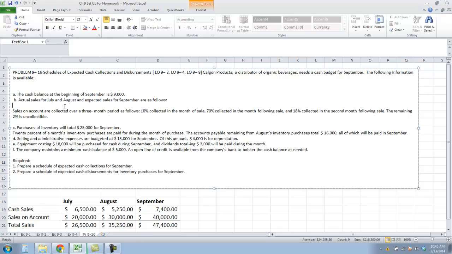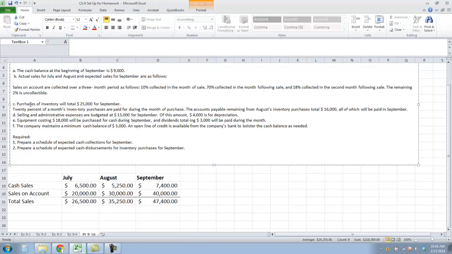Sales on account are collected over a 3-month period as follows: 10% in the month, 70% in the following month, and 18% in the second following month. The remaining 2% is considered uncollectible. The purchase of inventory will be $25,000 for September. 20% of the month's inventory purchases are paid for at the time of purchase. The accounts payable remaining from August purchases are $16,000, all of which will be paid in September.